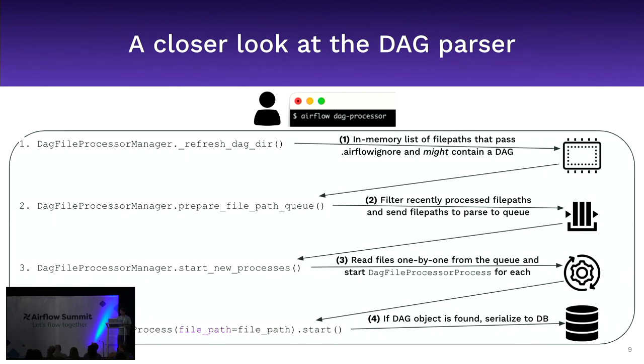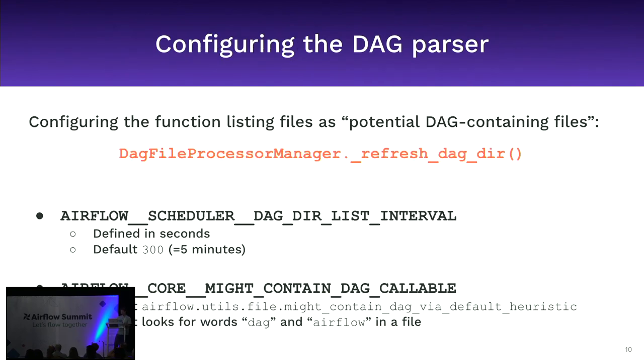Then in step three, start new processes. This starts processes that are responsible for parsing those files. And it reads those files from that queue one by one and starts a so-called DAG file processor process for each of those files. Those DAG file processor processes are essentially processes that read the files that you put in the DAG folder one by one and evaluate those files and then serialize those into the database. So four steps that take your DAG file and eventually get the data of the DAG into the database.